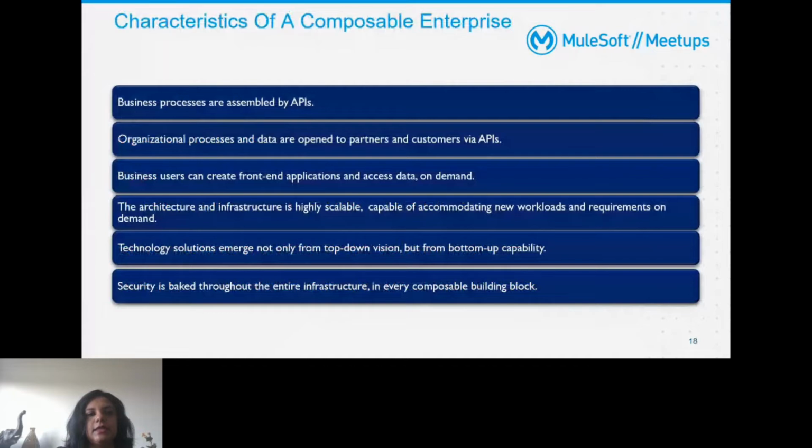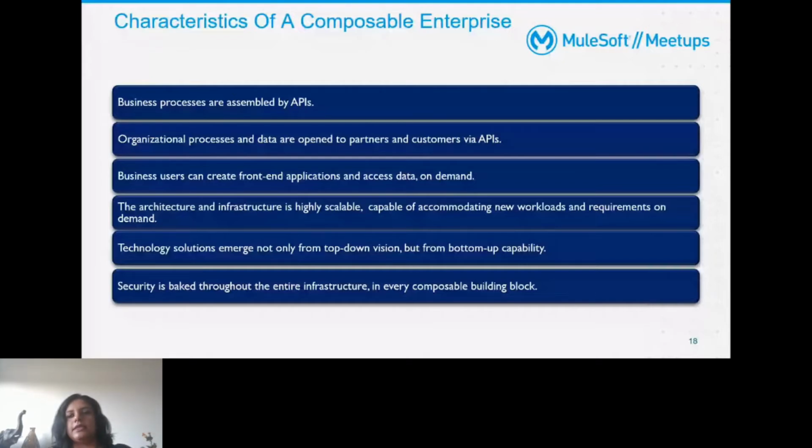So business composability is when you assemble business processes by APIs, and what this means is generally your organizational processes and your data is open to partners and consumers, and it provides access to data on demand to your processes on demand. Sometimes it's great to have a top-down vision, but also you need to provide bottom-up capabilities to execute on that top-down vision. And you want to have an architecture and infrastructure that is highly capable. It's accommodating of new workloads, so you can rapidly scale up and innovate. And definitely you want security baked in throughout the process, and having a composable enterprise makes that possible, where you can have your governance, which is both centralized and built into every composable building unit that you have.